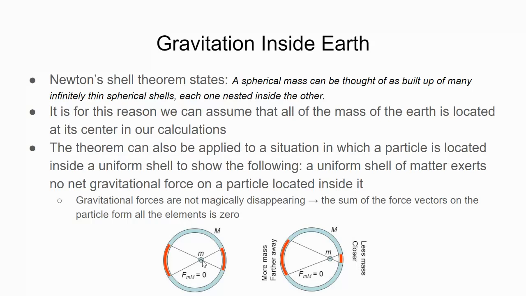So because of Newton's shell theorem, we can say that all these shells are nested inside one another, and if we have a little mass m that's inside these shells, the force of gravity from the mass on one side of the shell is going to cancel out the force of gravity from the other side of the shell. Therefore, the net gravitational force from the shell is actually equal to 0, no matter where that little mass is inside that shell.